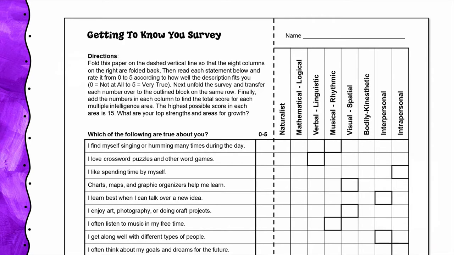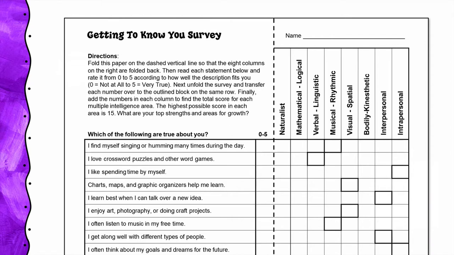So let me explain to you how it's set up so you'll have an understanding of how to score this and maybe how to use it. So there are 8 multiple intelligence areas. You can see them across the top of the columns there if you turn it sideways: naturalist, mathematical logical, verbal linguistic, musical rhythmic, visual spatial, bodily kinesthetic, interpersonal, intrapersonal.